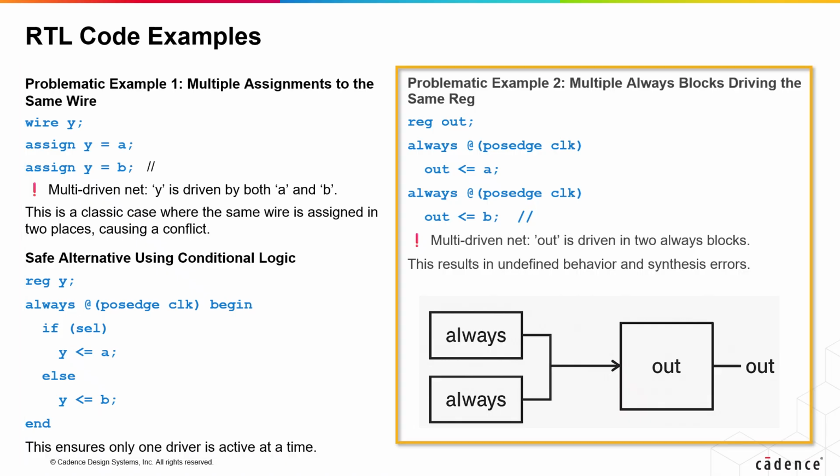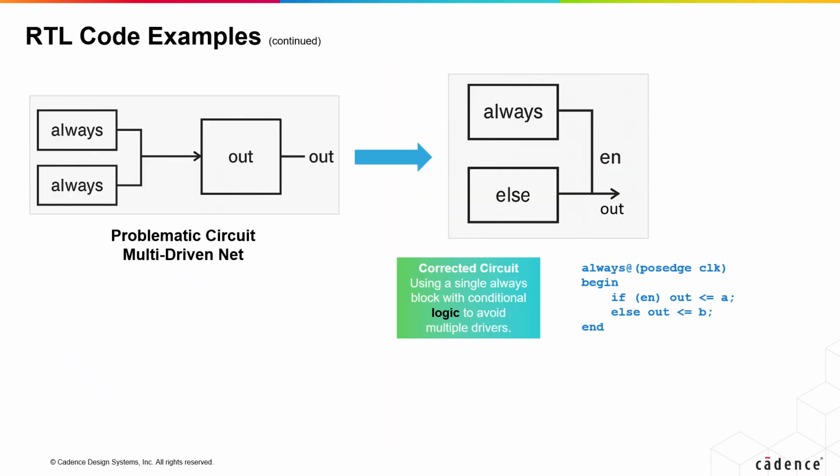The second example has an issue with two always blocks storing two different variables in the same register, which means two always blocks are driving the same register. This may cause undefined behavior. To resolve the problem of multiple always blocks driving the same register, we can use a single always block with a conditional statement.